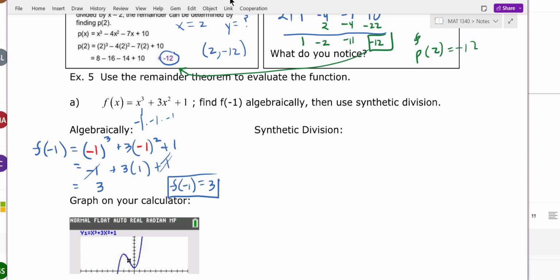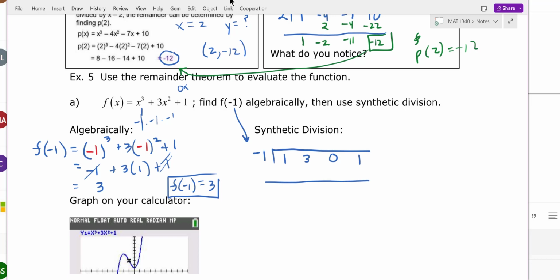Okay, so now we're going to do synthetic division. If we do this now, you just take that number and you're going to use that in your synthetic division. So we take the negative 1, we write the coefficients. So we have a 1 for the x to the third. We have a 3 for x squared. Now we have a missing x, so we have to put a 0 there. So be careful about that. Then we have a 1.